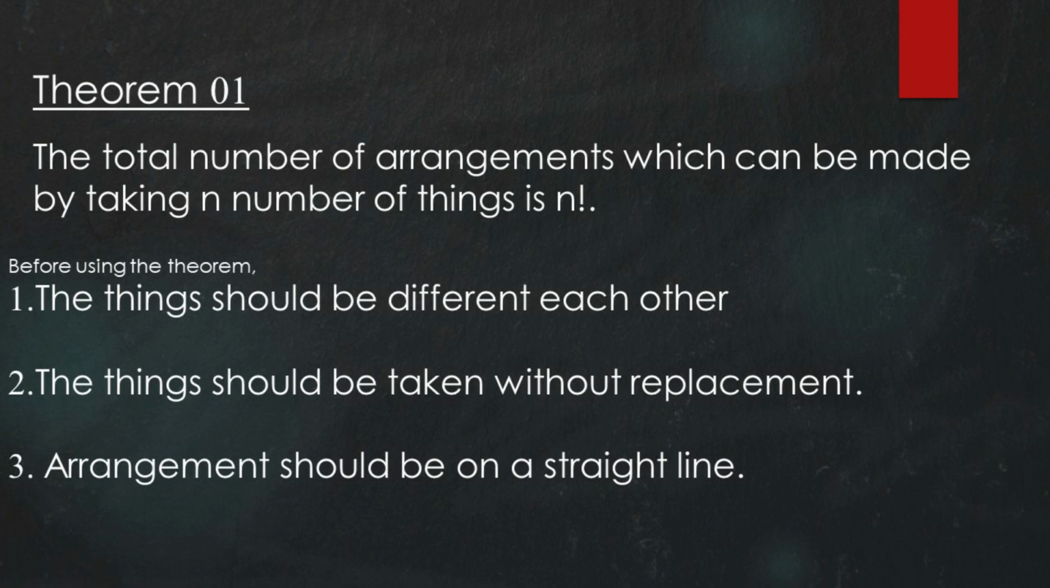We actually have 4 theorems, right? This is the first theorem. What is the first theorem? The total number of arrangements which can be made by taking n number of things is factorial n.